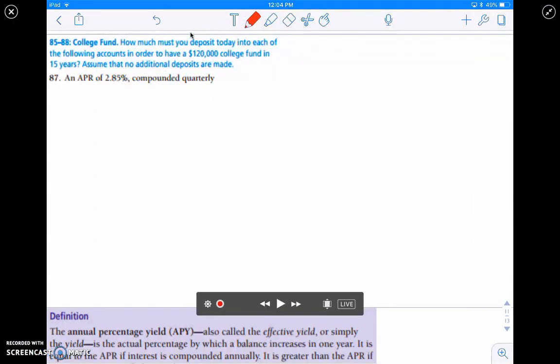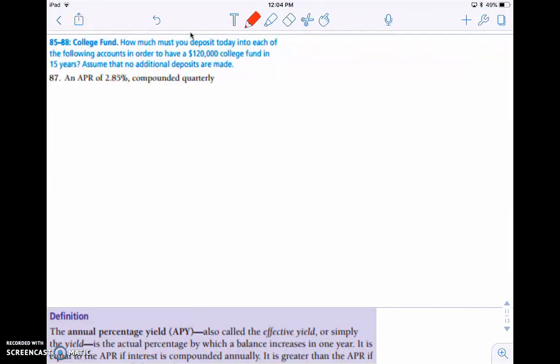Okay, this is part 3 of section 4B, looking at the power of compounding. We've been talking about compound interest. We just talked about compounding continuously. And in this question, we are going to try to determine how much we must deposit in an account today in order to have a $120,000 college fund 15 years from now. And we assume that no additional deposits are made.